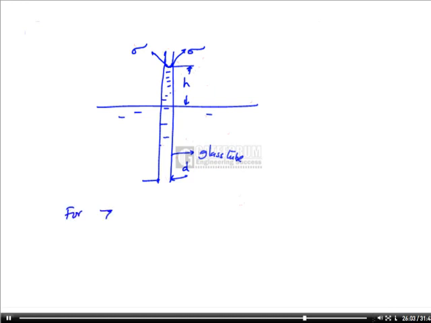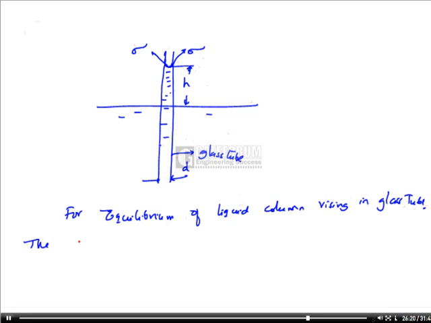So, for equilibrium of liquid column rising in glass tube, the equation is the weight of liquid column should be equal to the surface tension force.